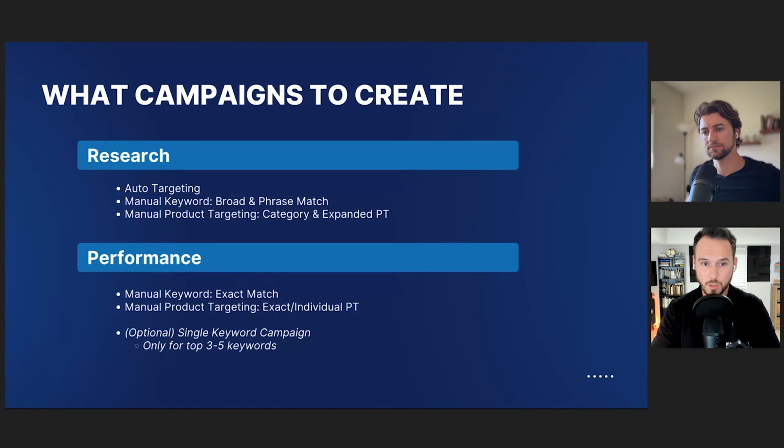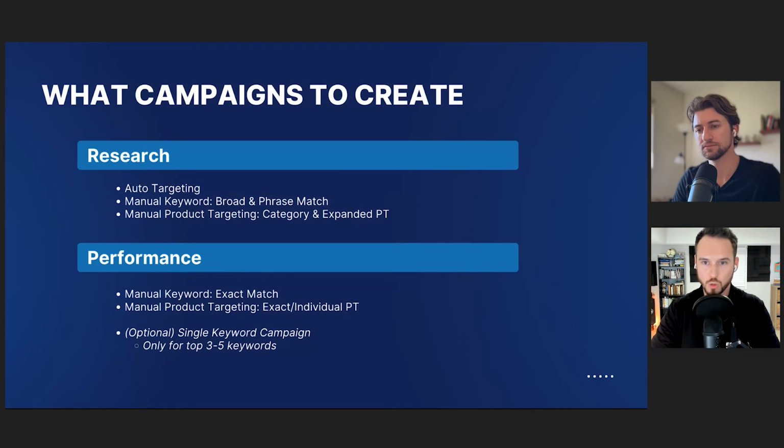We have a manual keyword targeting campaign that's specifically going after broad and phrase match keywords, so looking at longer tail stuff. And then your manual product targeting campaign. Within that, you can go after category targets as well as utilizing expanded product targeting. Within performance, you have a manual keyword campaign, but that's specifically going after exact match keywords.